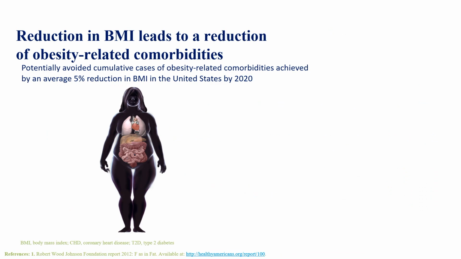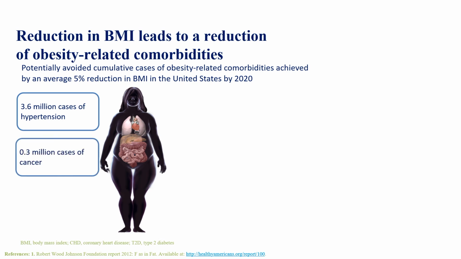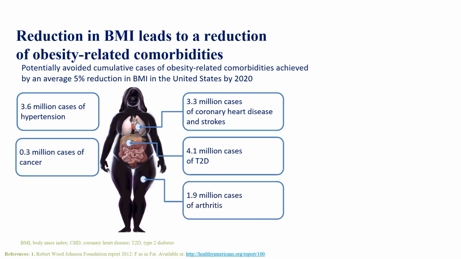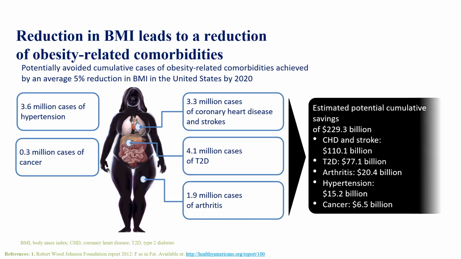Put it another way, if you look at the reduction in BMI causing a reduction in obesity-related comorbidities, if you lose 5% of your body weight, and this is estimated in the United States, then you reduce 3.6 million cases of hypertension, one third of cases of cancer, 3 million cases of coronary heart disease and strokes, 4.1 million cases of type 2 diabetes and 1.9 million cases of osteoarthritis.